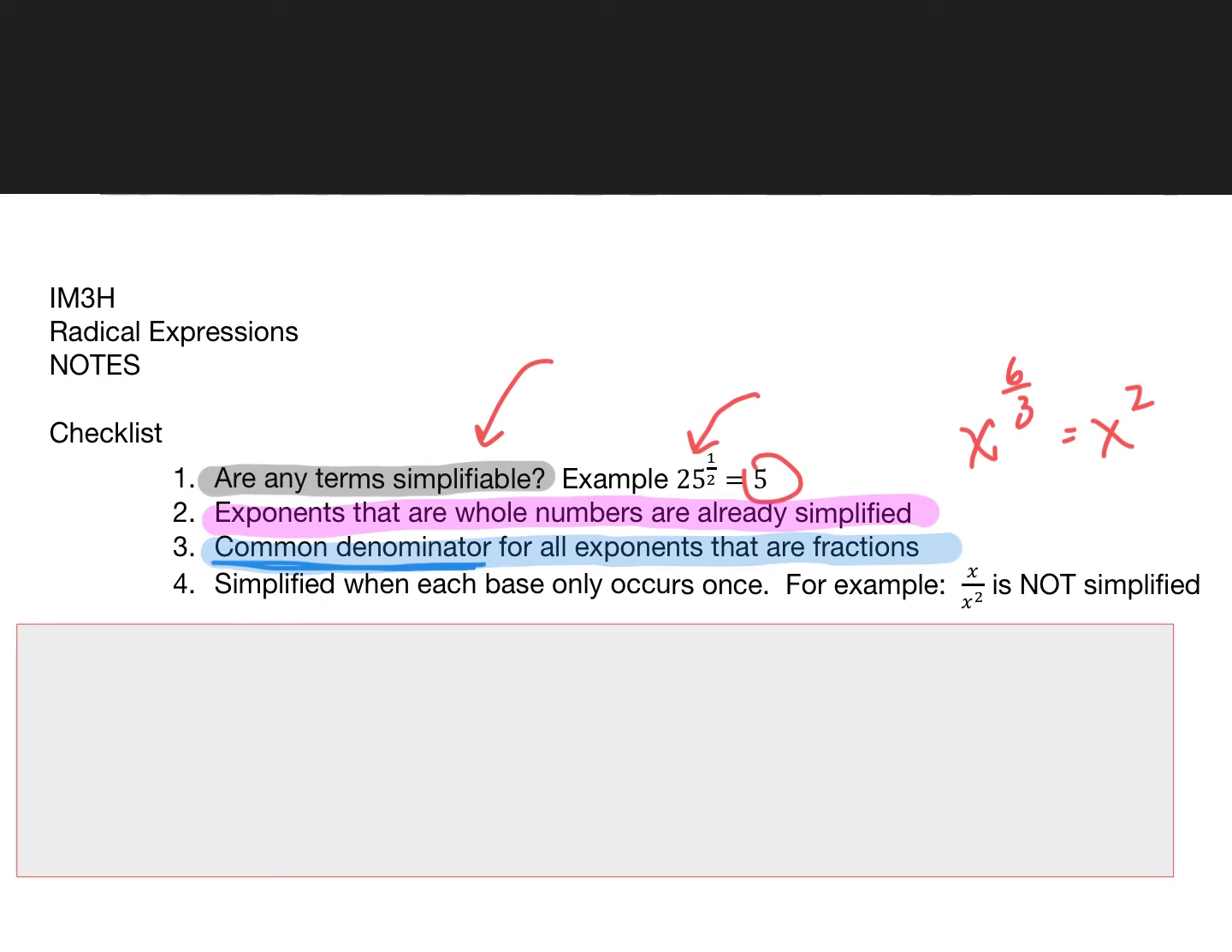All right, and then the very, very last little thing that I want you to look at is you'll know that something is simplified, all the way simplified, when each base occurs only once, all right? And I have an example here. See how on this example right here, there's an x on the top and an x on the bottom? That's not simplified. That can keep going because you can reduce, right? You can cancel out one of those x's.